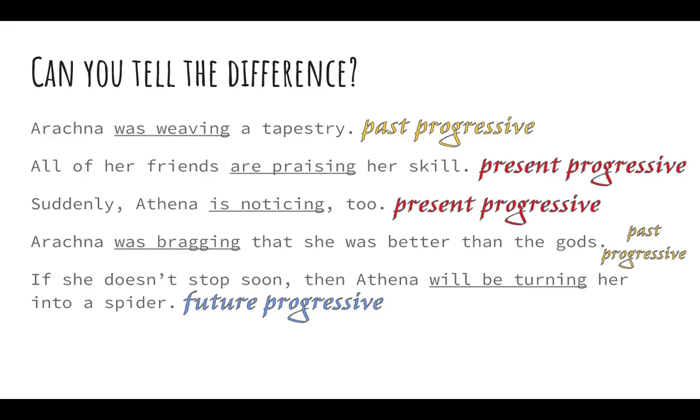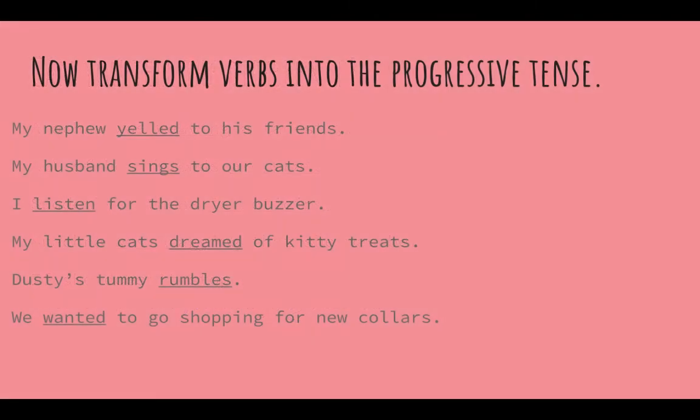Now this next challenge is a little bit different. We're going to take verbs in their normal tenses and we're going to change them into the progressive tense. So here we have my nephew yelled to his friends. I'm going to first of all change yelled into a progressive. I'm going to make it yelling, and then I have to pick one of my helping verbs to go with it. So my nephew, well, if we have an ed, that means past tense, so I'm going to use one of these two, was or were. My nephew was yelling to his friends.